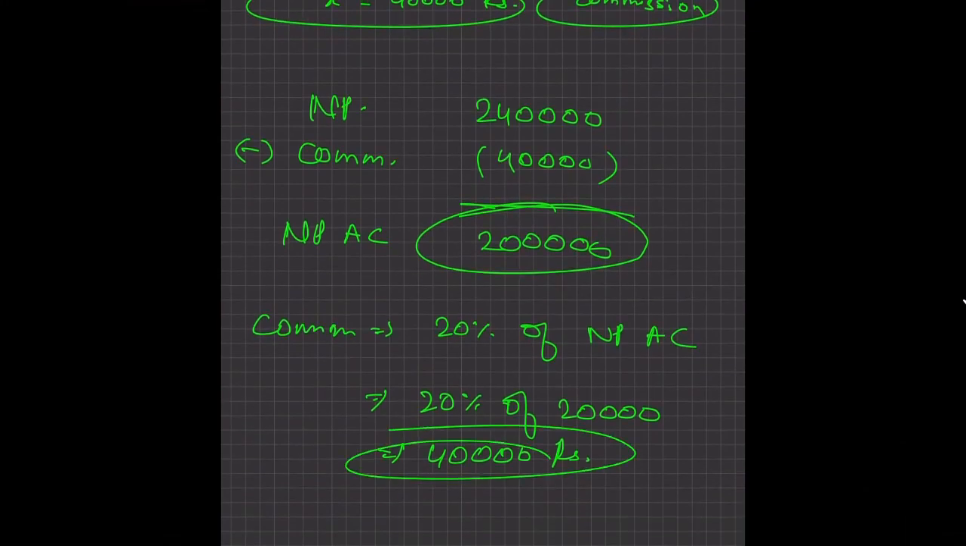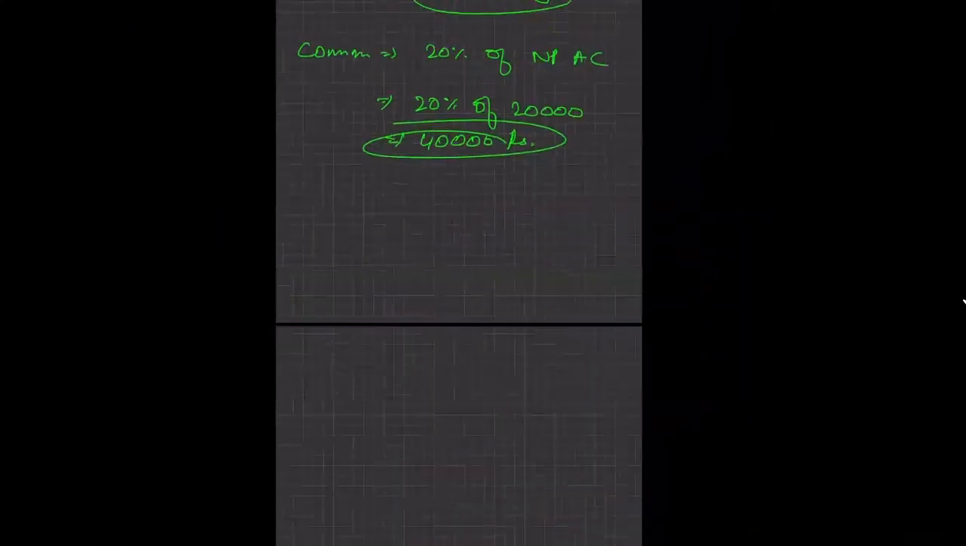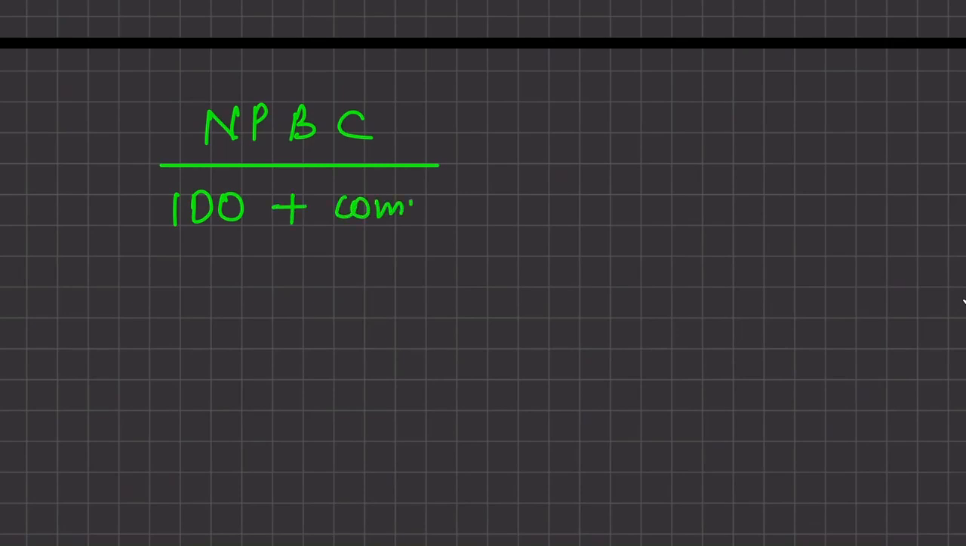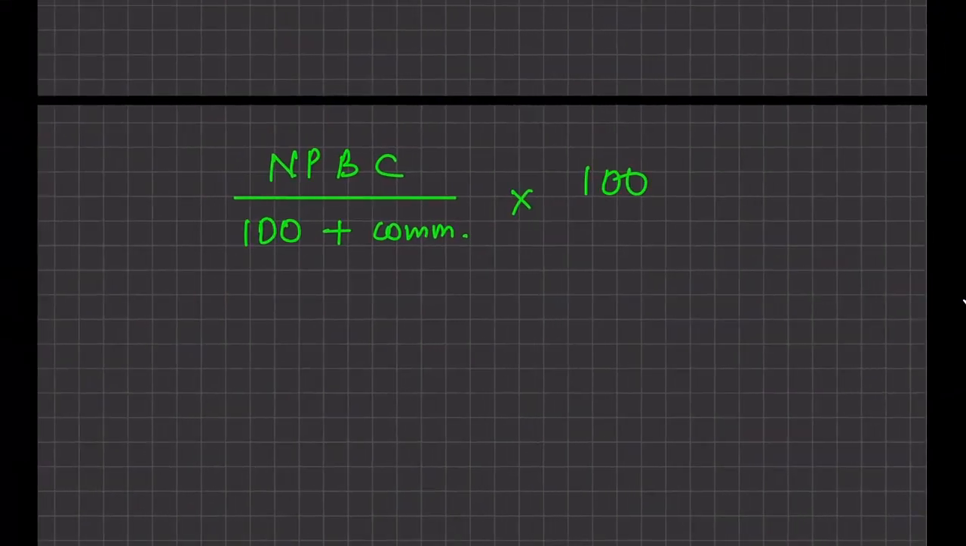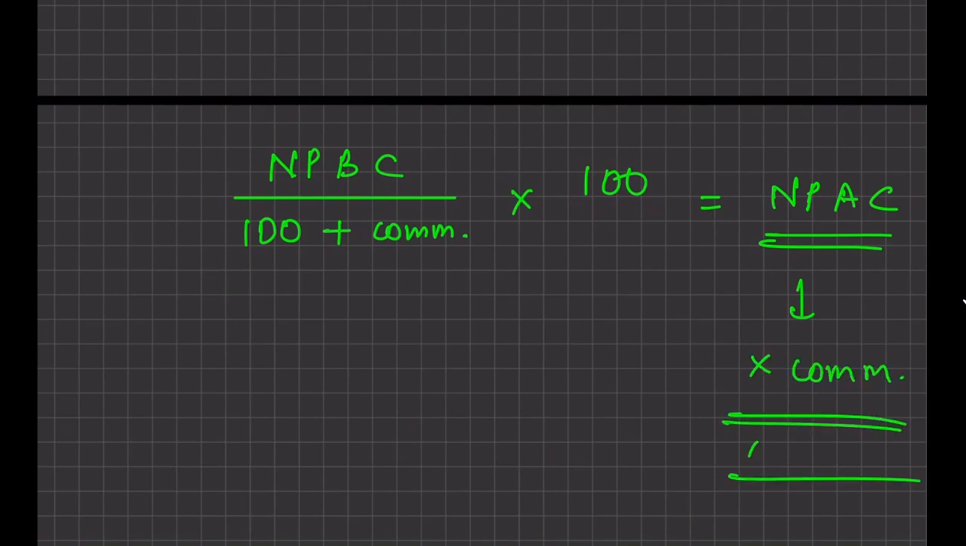And the formula I have told you right now is: net profit before commission, you need to divide it by 100 plus your commission rate, multiplied by 100. By this formula, you will get the net profit after commission. And on this net profit after commission, multiply your commission percentage. You will get the amount of commission. Now let us do it by our formula.